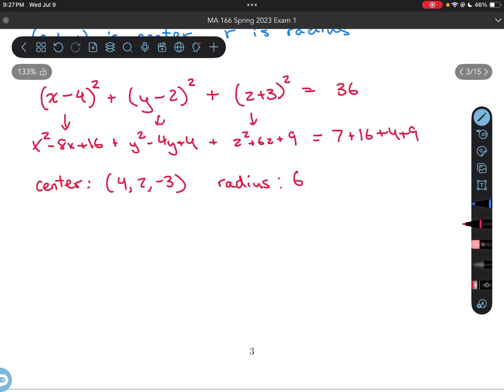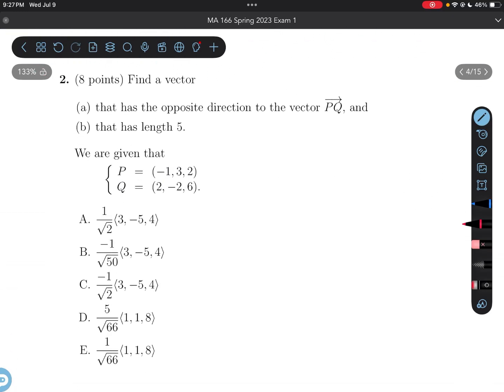Moving on to question number 2. Question number 2 says, find a vector that has the opposite direction to the vector PQ and that has length 5. We are given that P is equal to (-1, 3, 2), and Q is equal to (2, -2, 6). The first step is to find PQ. We're given the coordinates of points P and Q, and we need to find the actual vector.